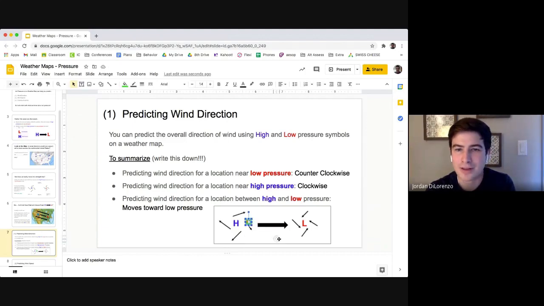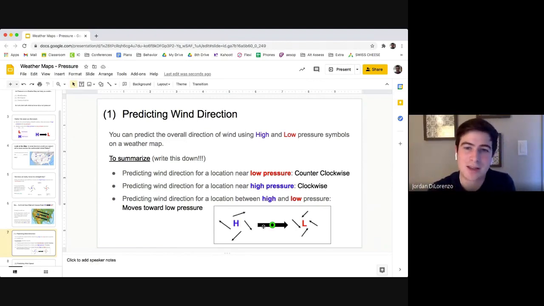Let's say, however, that you are not close to a pressure zone, and instead you're in between two pressure zones. So let's say your location is right here, right in between an H and an L. If that's the case, I would recommend just saying that the wind direction is in the direction of the low pressure zone.